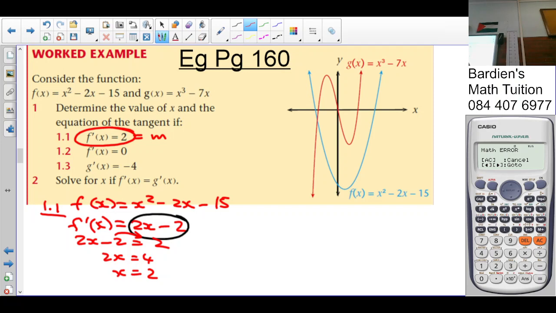Can you see that the f graph is your parabola? And your gradient is 2, which means it must have a positive gradient. If I draw it against the graph, it will be at x is equal to 2 that this is going to be the case. Can you see that, people? You will understand.